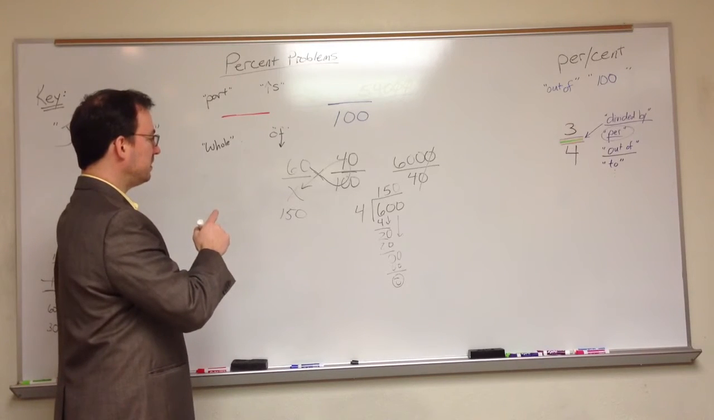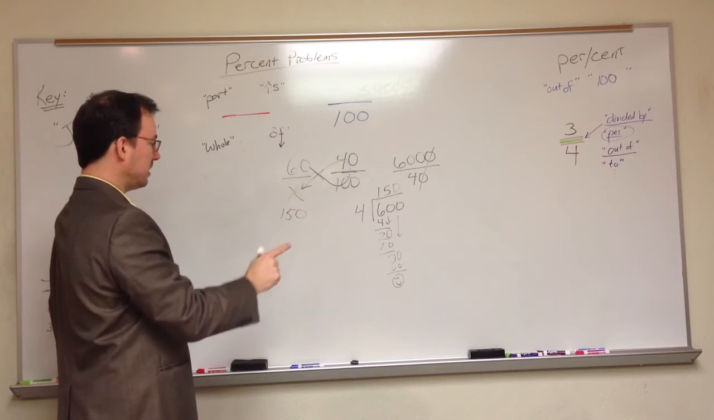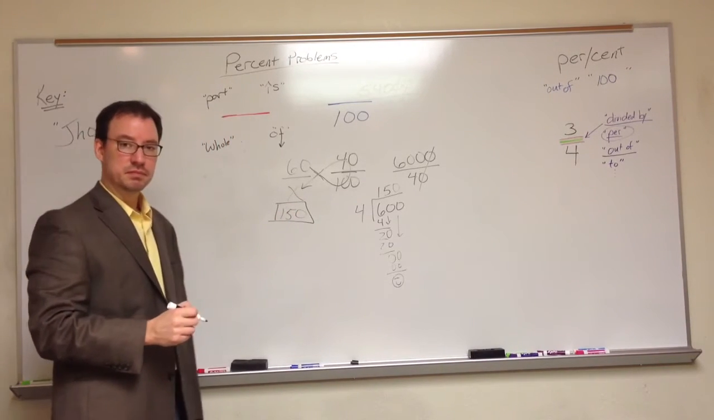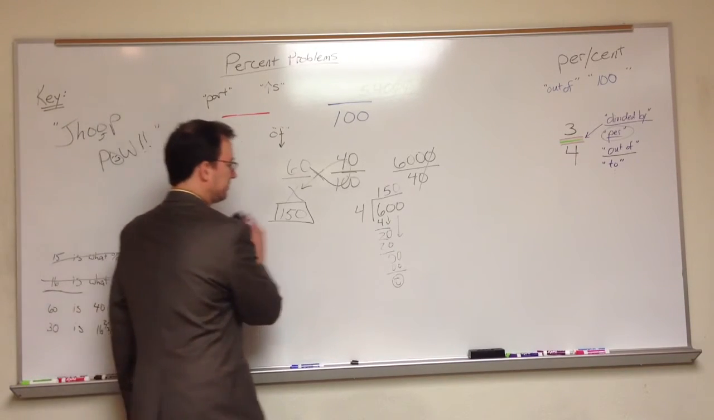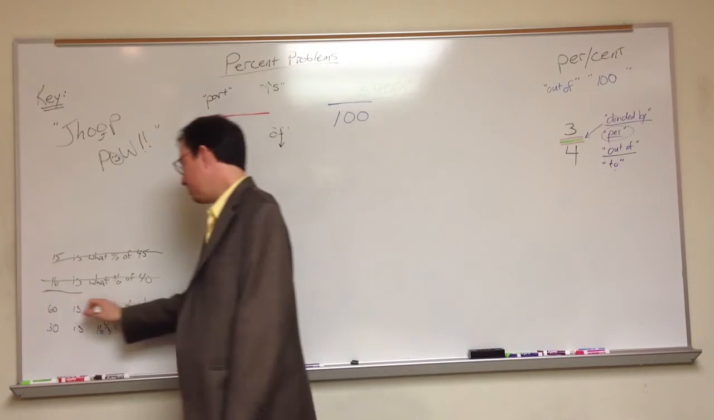So we have 60 is 40% of 150. Make sense? Easy. Anybody can do it. We'll do one more. So we do the last one.